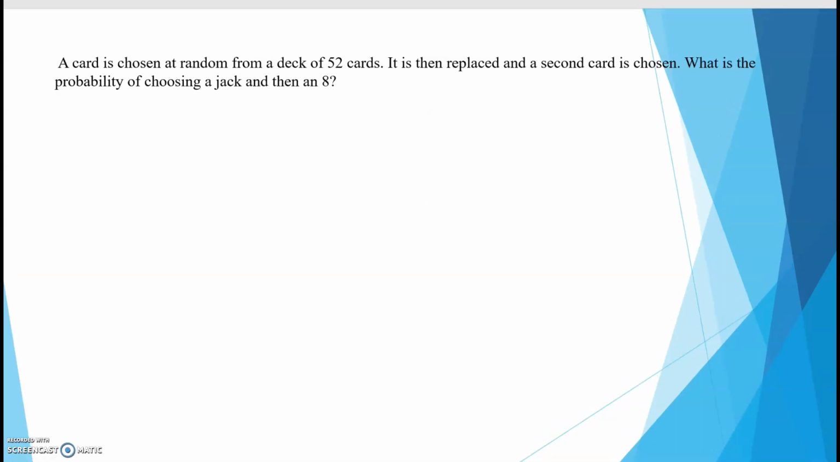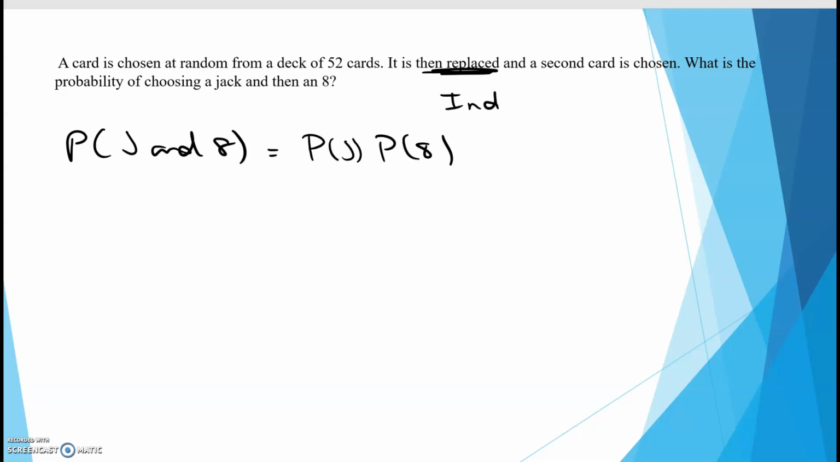Now, a card is chosen at random from a deck of 52 cards. It is then replaced, and a second card is chosen. What's the probability of choosing a jack and then an 8? Okay, then replace. So we know by definition this is independent. So we're just looking at the probability of a jack times the probability of an 8.